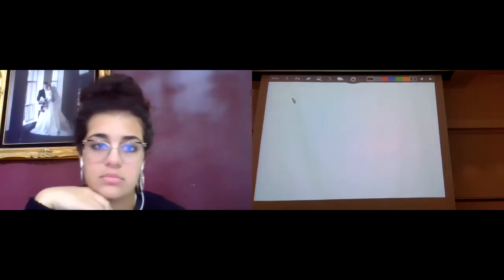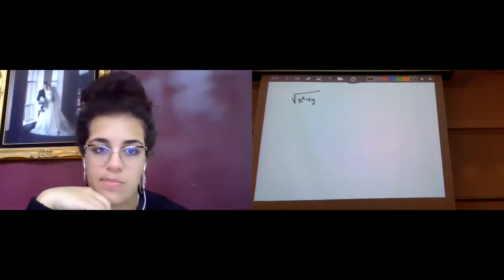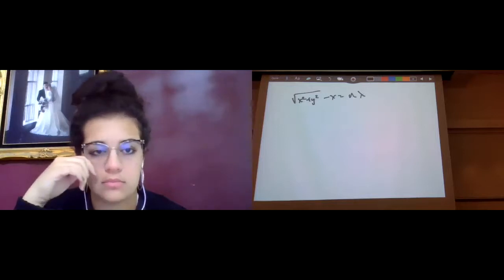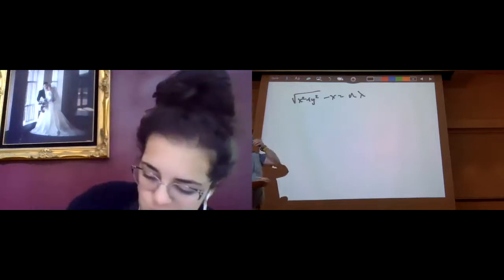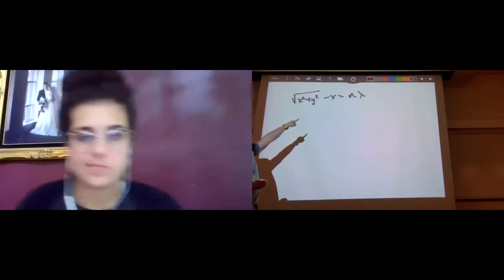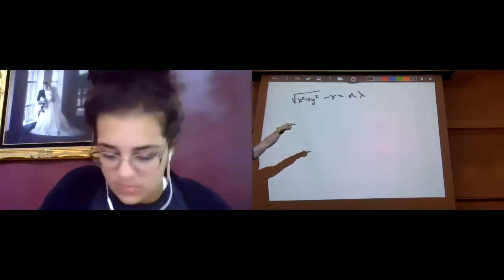So all I'm going to do is rewrite this as the square root of x squared plus y squared minus x is equal to n times lambda. So let's just solve that. And then again, when I want to know when it's destructive, I'm going to turn n into n plus a half. When I want to know when it's constructive, I'm going to keep n equal to n.